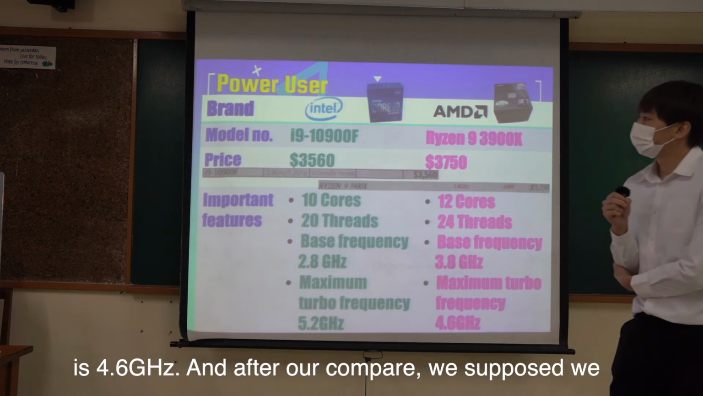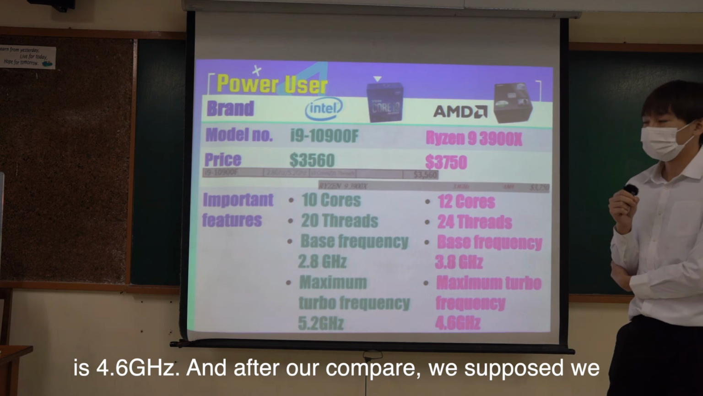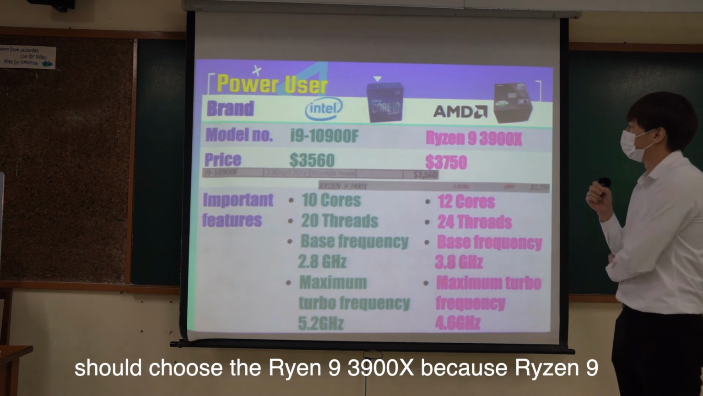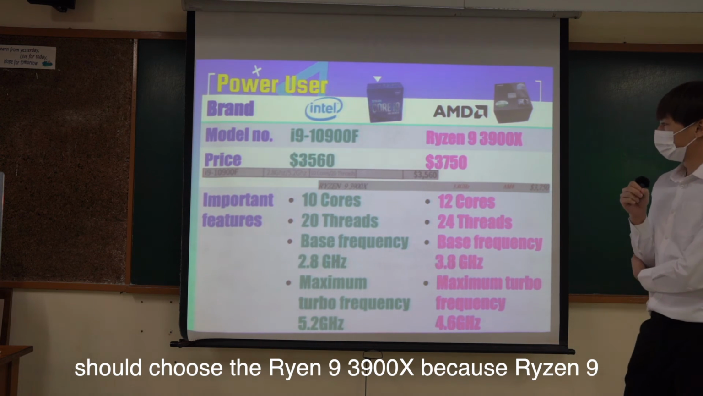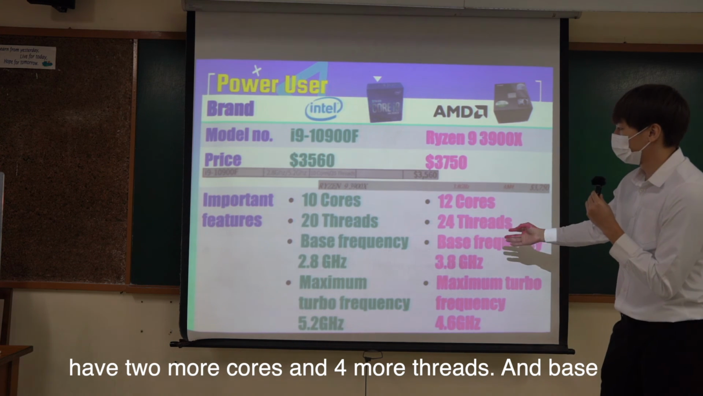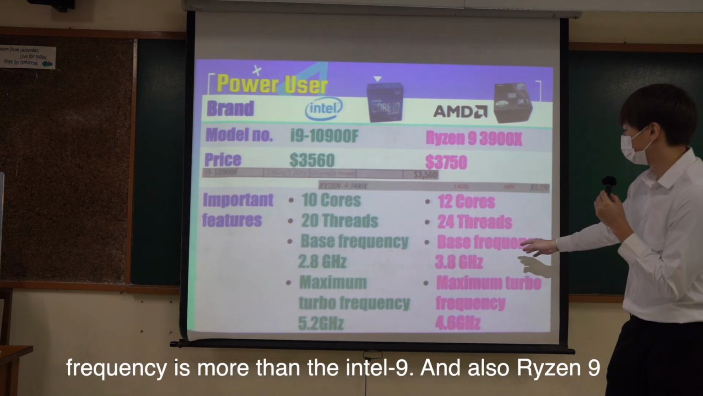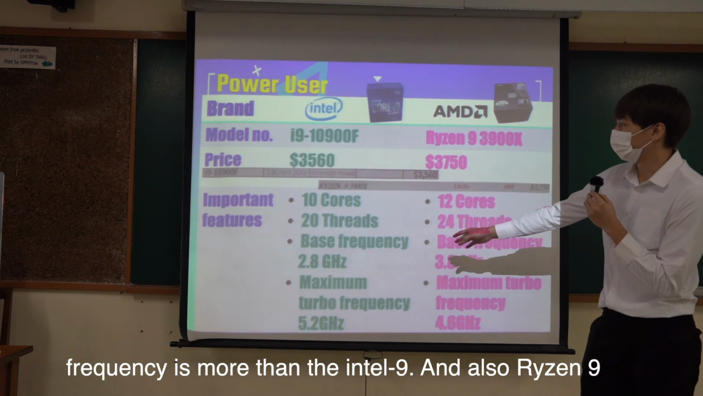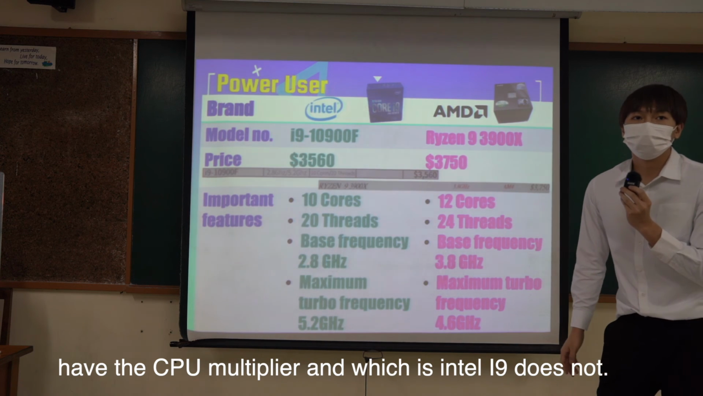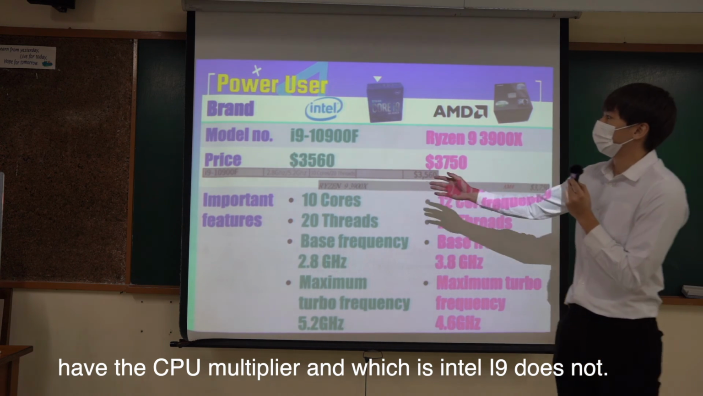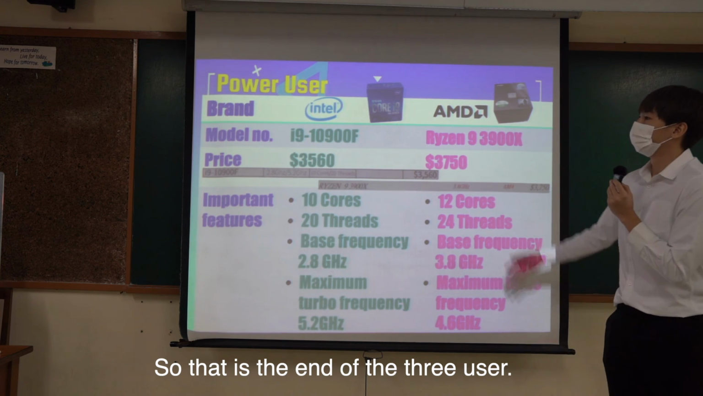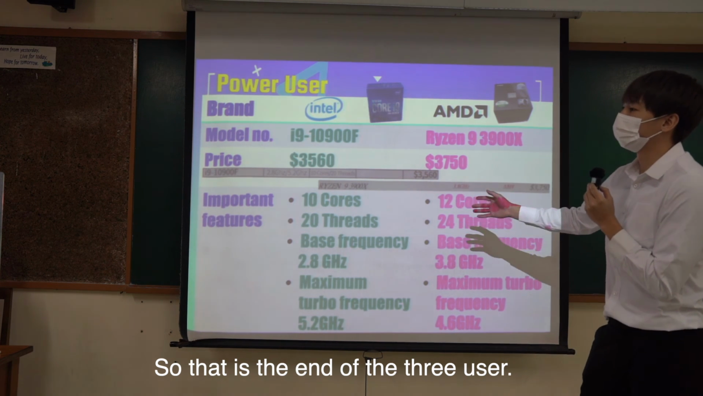After our comparison, we suppose we should choose the Ryzen 9 3900X because the Ryzen 9 has 2 more cores and 4 more threads, and the basic frequency is higher than the Intel i9. Also, the Ryzen 9 has an unlocked CPU multiplier, which the Intel i9 does not have. So that is the end of the three user categories.